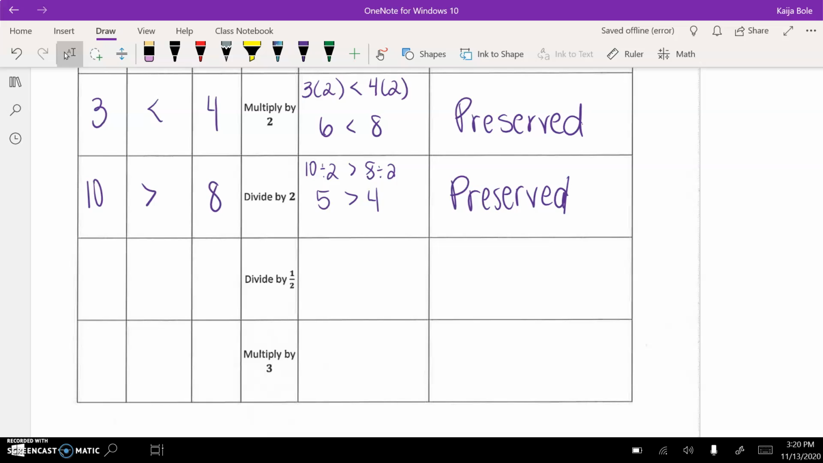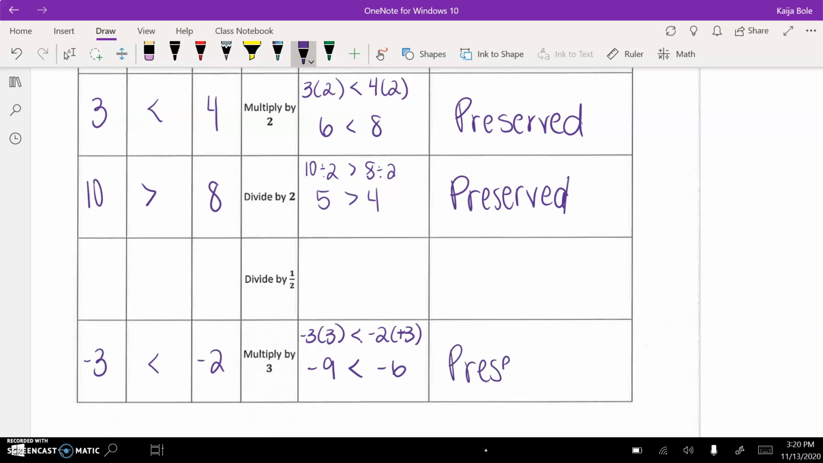Let's go down to the bottom and let's try with some negative numbers now. So if I have like -3 is less than -2, and I want to multiply both of these by 3. So -3 times 3 would be -9. -2 times +3 would be -6. Well, -9 is still smaller than -6, so it's preserved.